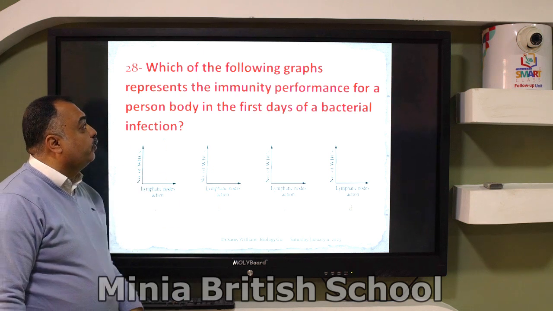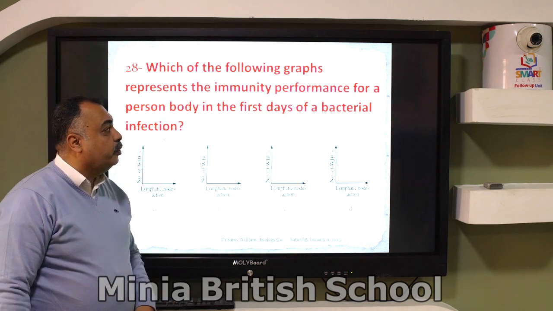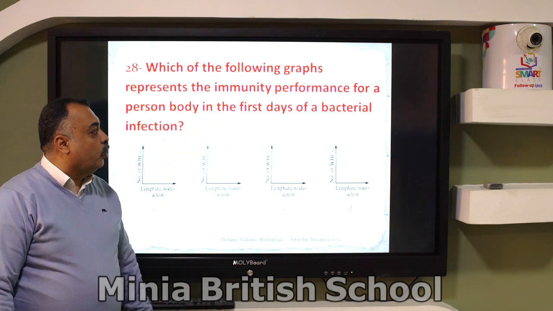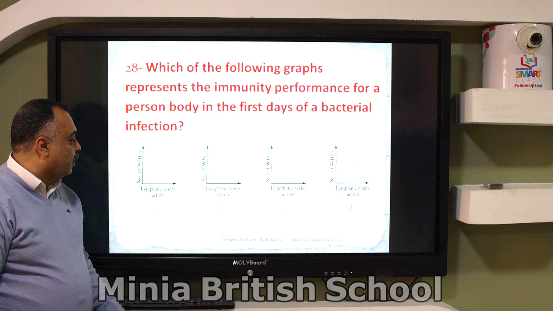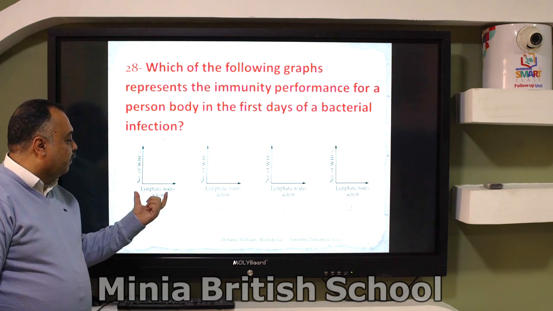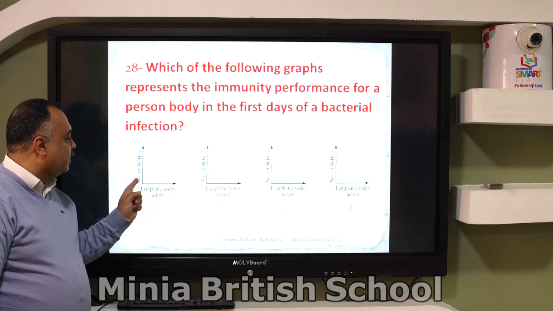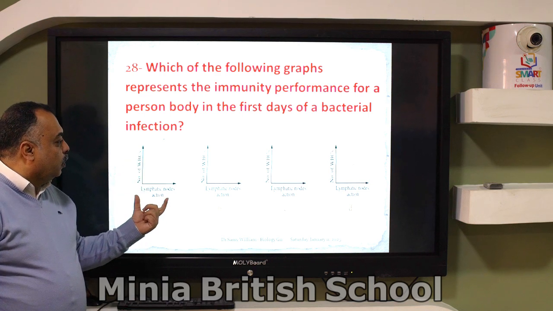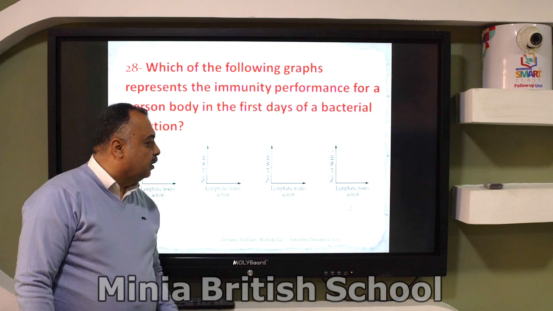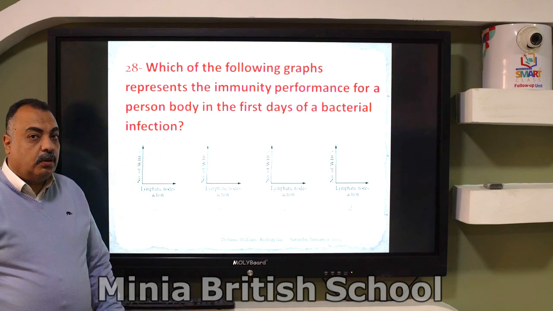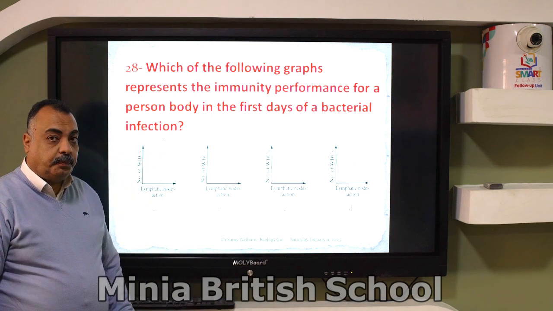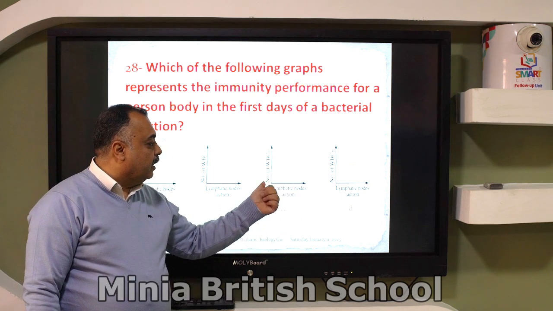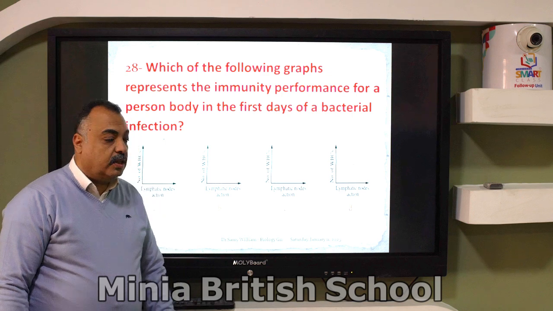Next, which of the following graphs represents the immunity performance of a person's body in the first days of a bacterial infection? Look at this. Lymphatic nodes action on x-axis and number of WBCs on y-axis. Which graph represents the progression of immunity? Yes, C. Lymphatic node activity increases and the number of WBCs increases also.